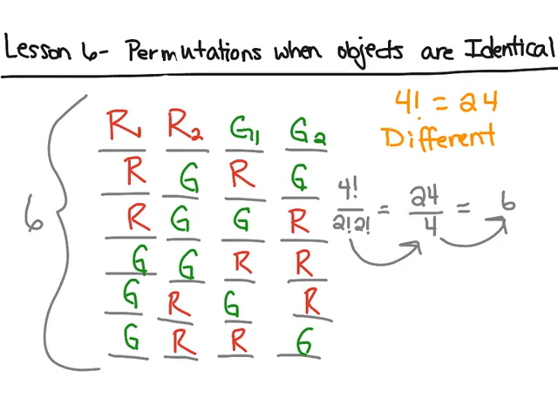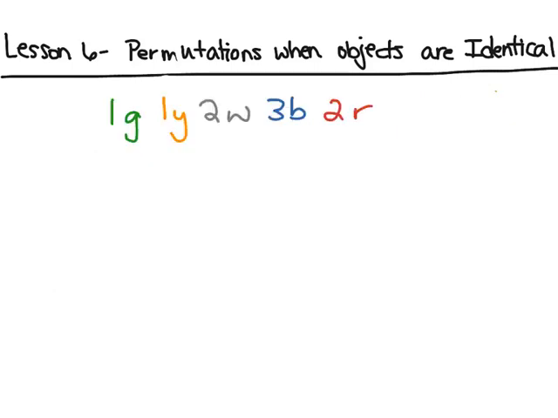So for example 2, you are arranging 9 different flags: 1 green, 1 yellow, 2 white, 3 blue, and 2 red. How many different arrangements can you make? So we have identical flags here. So our total number of flags is n. So there's 9 flags.